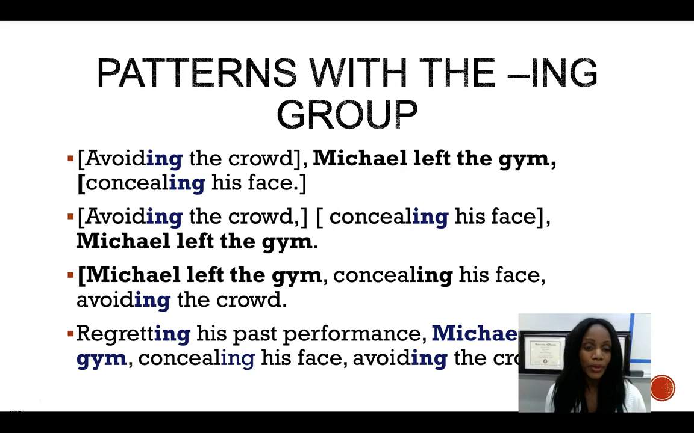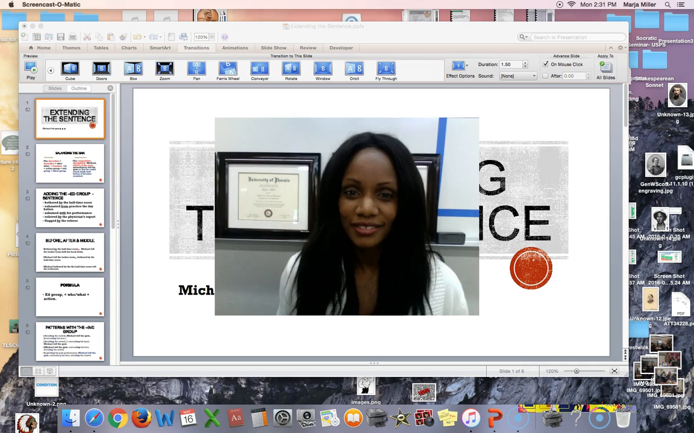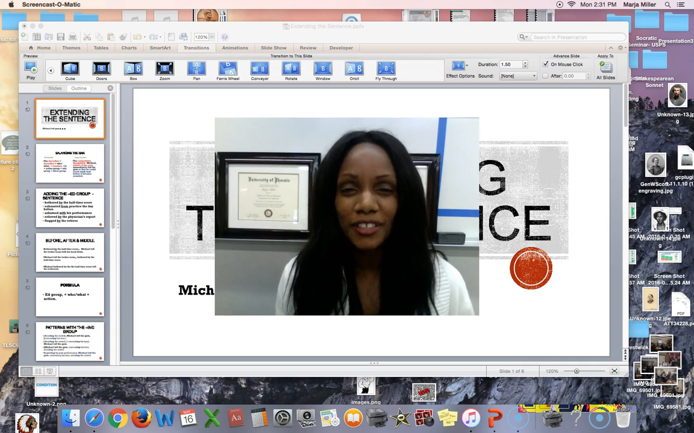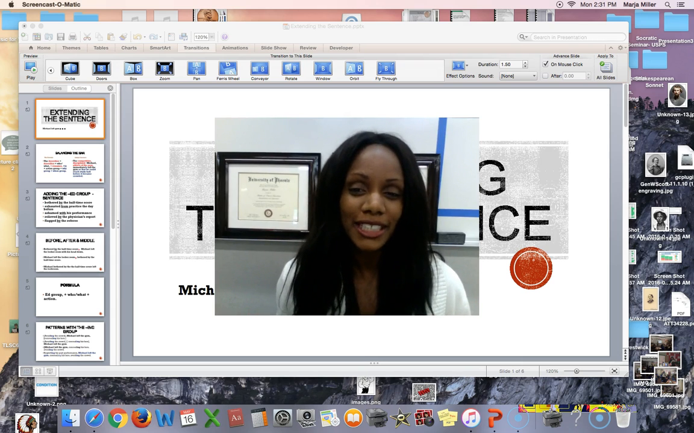So here we have: regretting his past performance, comma, Michael left the gym, comma, concealing his face, avoiding the crowd. So in this case, I put one ing group in the front, then I have my regular sentence, and then I put two phrases ending in ing in the back. I hope you see how that's worked, the patterns with the ing group. It's really fun. Okay, so this wraps this up, and I hope you found it helpful. We are going to spend more time this week discussing ways in which you can extend your sentence.